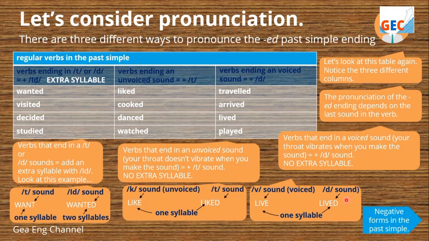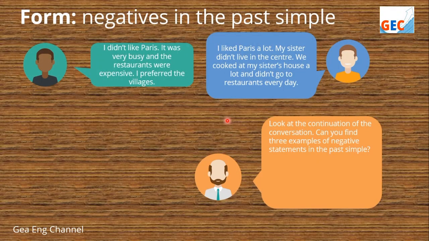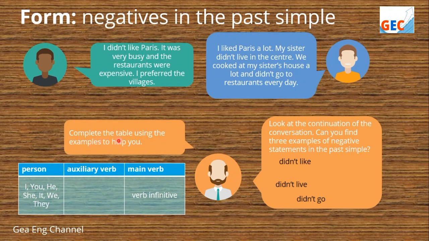Okay, now let's go to the negative form of the past simple. Look again at the continuation of the conversation, and can you find three examples of negative statements in the past simple? Didn't like, didn't leave, didn't go. Now, please complete the table using the examples to help you.